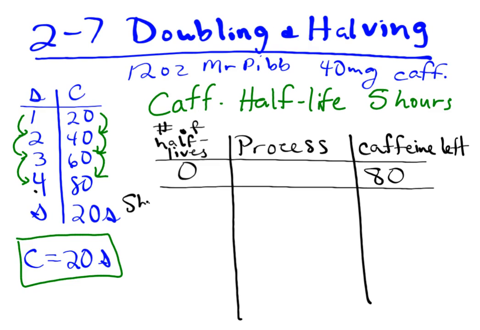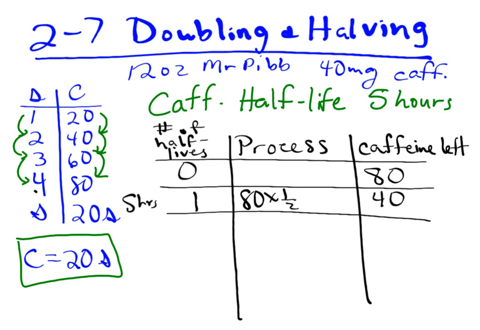5 hours later, how many half-lives have occurred? One. So that means the amount of caffeine in her system has been cut in half once. And I want you to write 80 times 1/2. I know you could write divided by 2, but I want this to say times a half for the purpose of what we're doing. So when it's been cut in half once, how much caffeine is in her system? 40. So that's 5 hours later, she still has 40 milligrams of caffeine in her system.